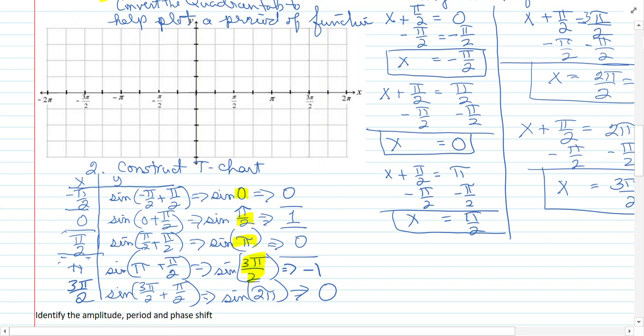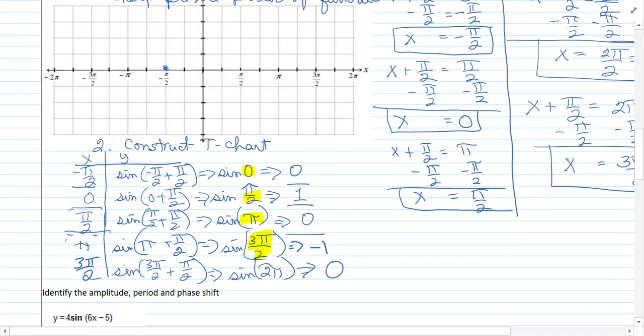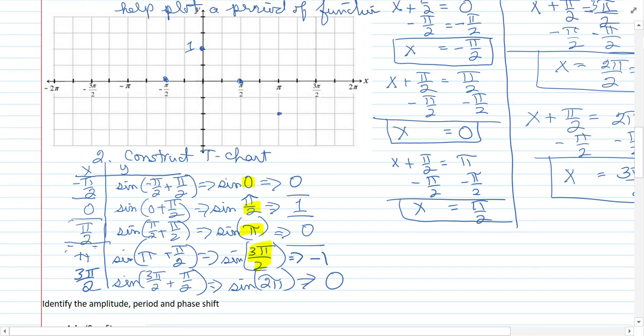Negative pi halves and 0 is right there. 0 and 1, and we're going to make this 1. Then we're going to have pi halves and 0. Then we're going to have pi and -1. Then we're going to have 3 pi halves and 0. And there we have a perfect sine curve.